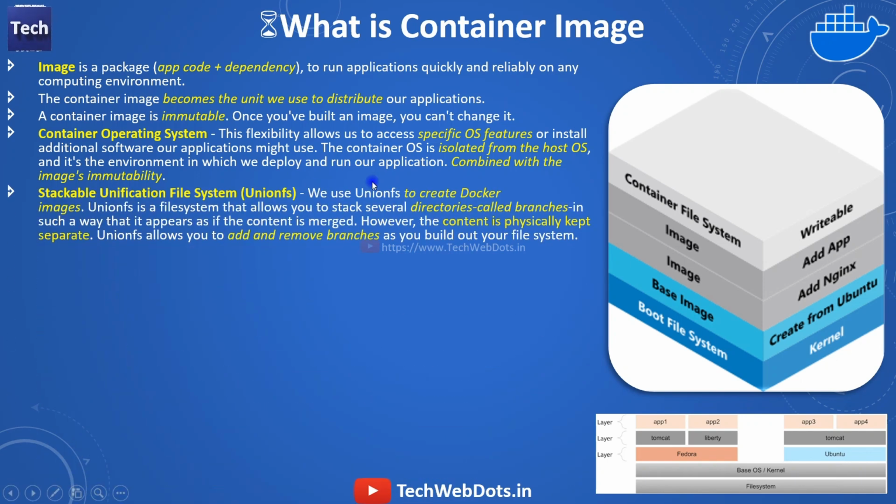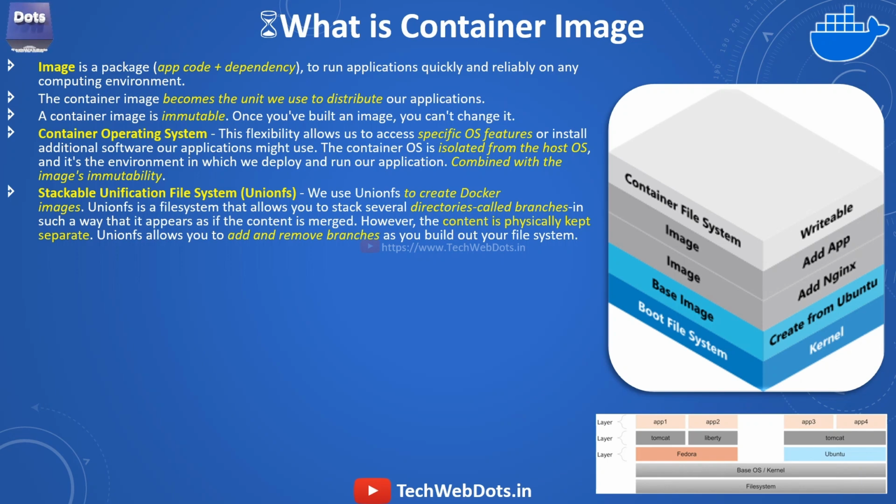Another important part of the container image is the stackable unification file system, which in short we also call the union file system. Docker uses the union file system to create Docker images, and the union file system allows you to stack several directories. Here, we call the directories branches, in such a way that it appears as if the content is already merged, as a single solid box. However, the content is physically kept separate.